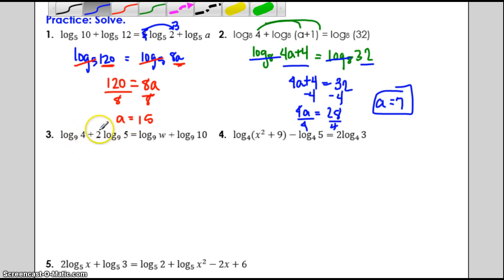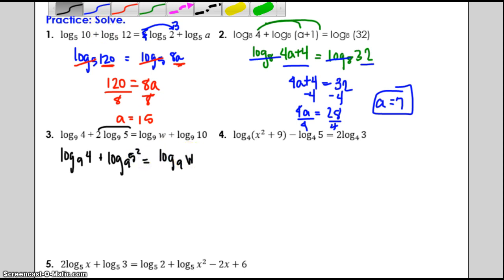Remember to condense. Move any coefficients first, though, before you condense. And condense on both sides. Then you can cancel and solve. All right, take that exponent there. So log base 9, 5 squared. And then we're going to go ahead and combine these.